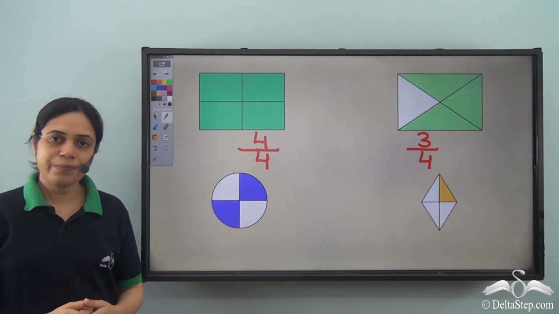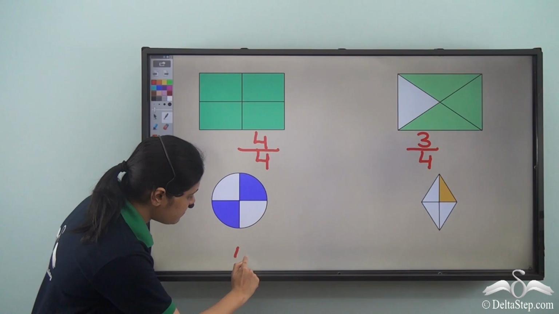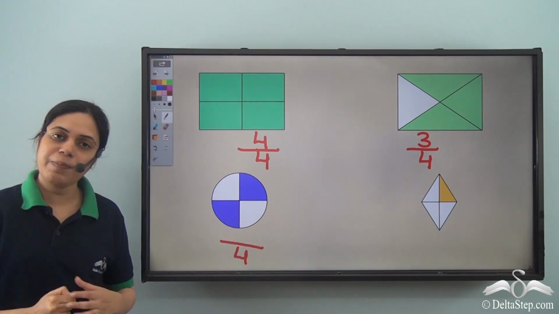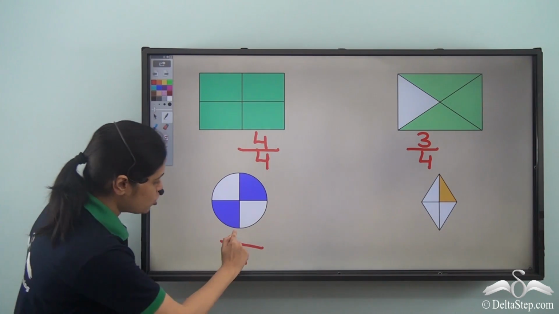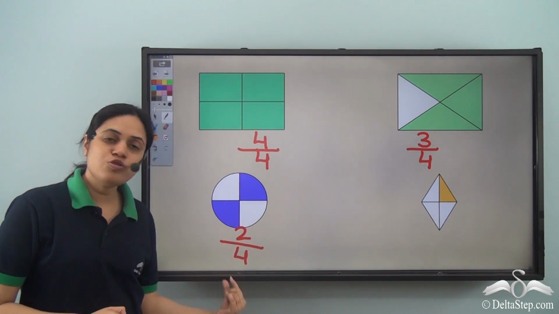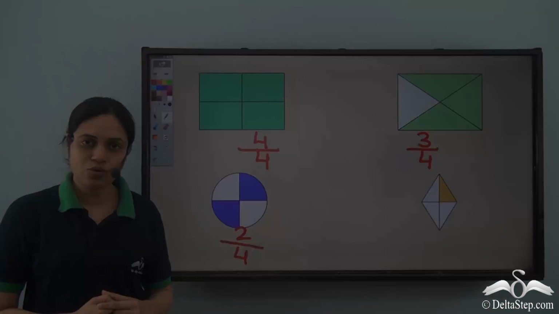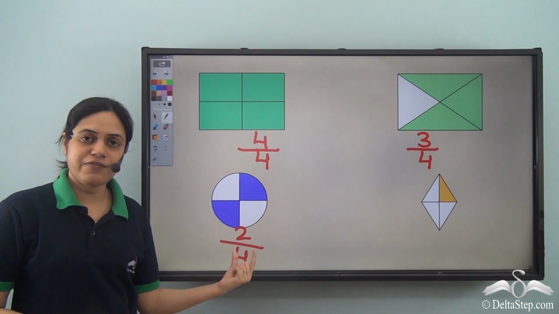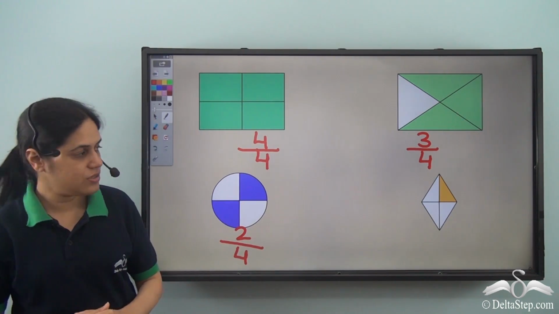What about this shape? It is a circle. Now this circle has been divided into 4 equal parts. And how many parts are colored? 2 equal parts have been colored. So 2 out of 4 equal parts are colored. So 2 by 4 is the fraction which represents these colored portions.